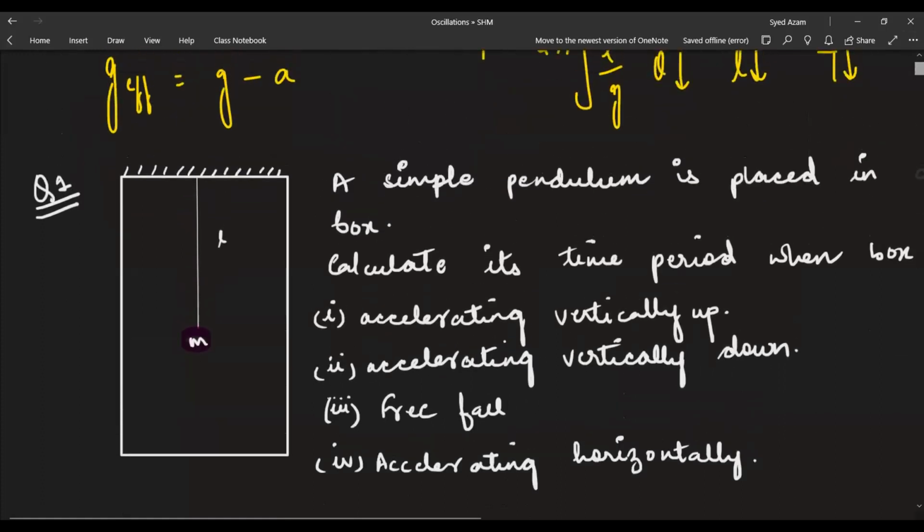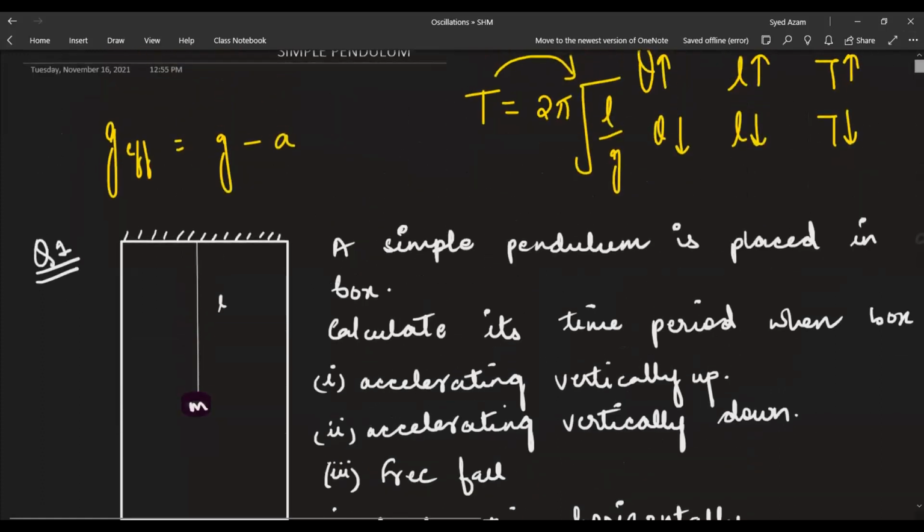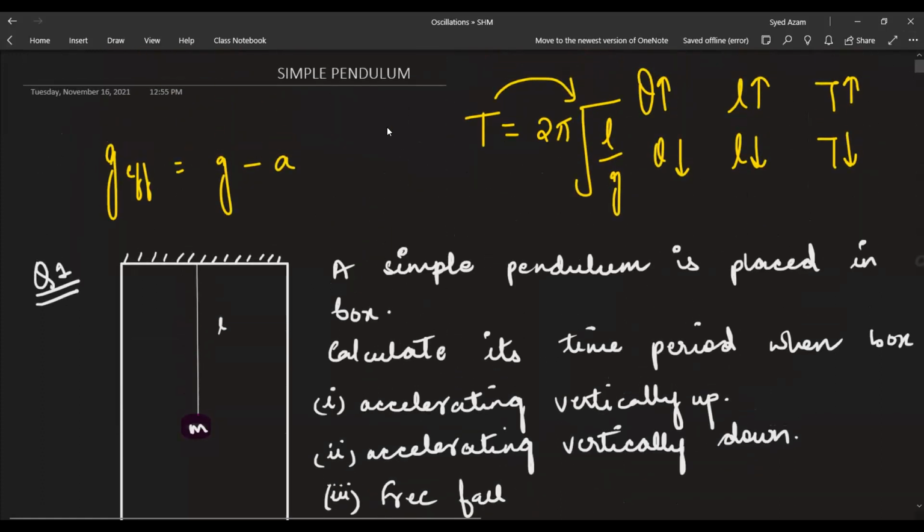Quickly write the question. I'll discuss the solution. First, write all the parts. Three parts are there.